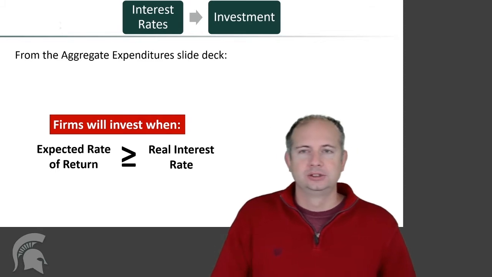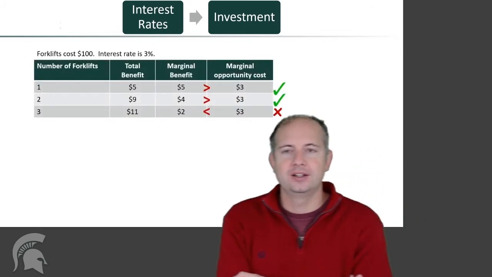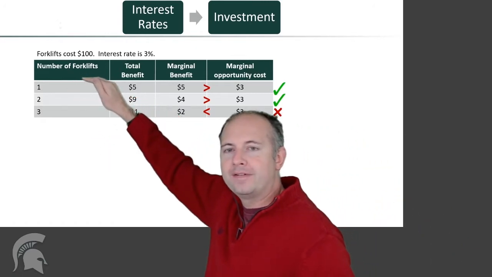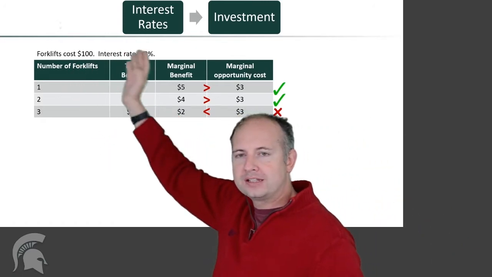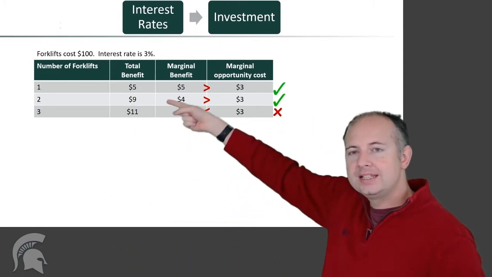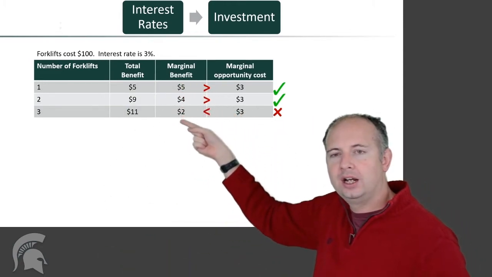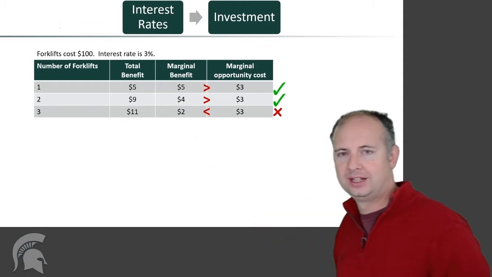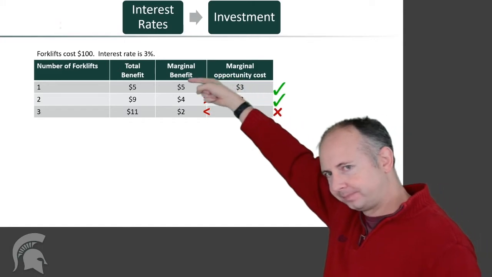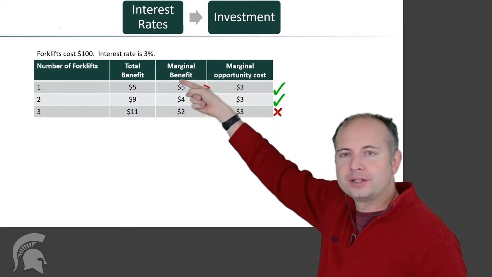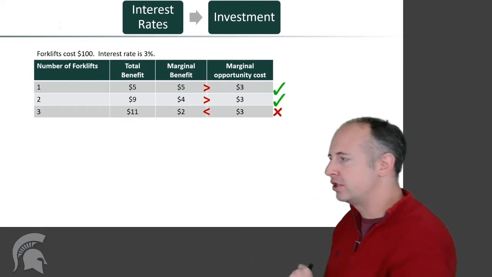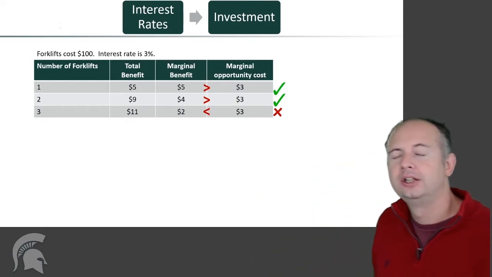Okay. Next, look at this. We looked at this before. So we had deciding whether or not to buy a forklift. The interest rate is 3%. So this right here is the marginal benefit of buying additional forklifts. As we would expect, we have decreasing marginal benefits. So first forklift gives you a lot of benefit. By the time we get to the third, there's just not that much for you to do with it. It's really not adding a lot.